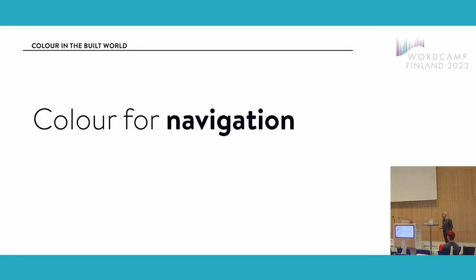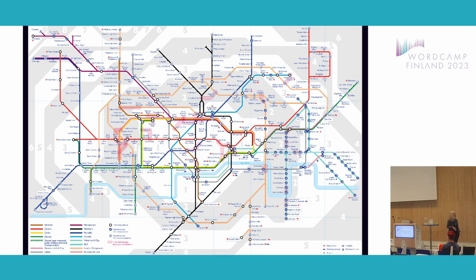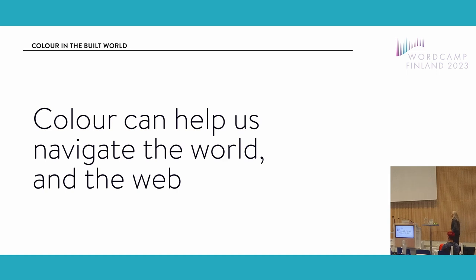We also use color for navigation. A very famous example is the map of the Underground in London, where you can say, I'll catch the red line instead of the Central line. So it's a very famous example of the use of color. Then we can just say that color, yes, indeed, helps us to navigate the world and also the web.